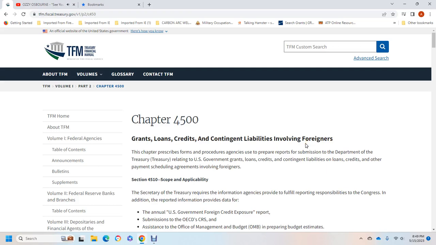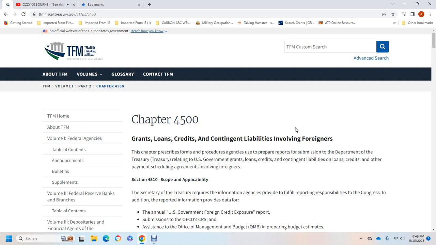Alright, the Treasury Financial Manual, Volume 1, Part 2, Chapter 45, Grants, Loan Credits, Contingent Liabilities involving foreigners. This chapter prescribes the forms and procedures for agencies to prepare for submission to the Department of the Treasury for the related U.S. government grants, loan credits, contingent liability for loan credits, and other payment schedule agreements involving foreigners.